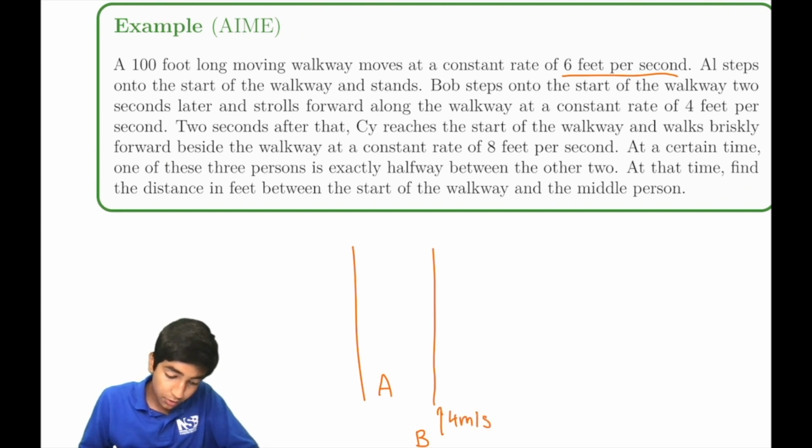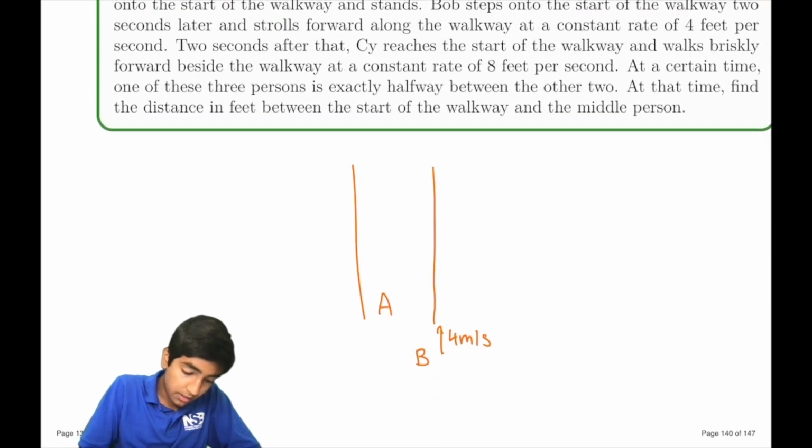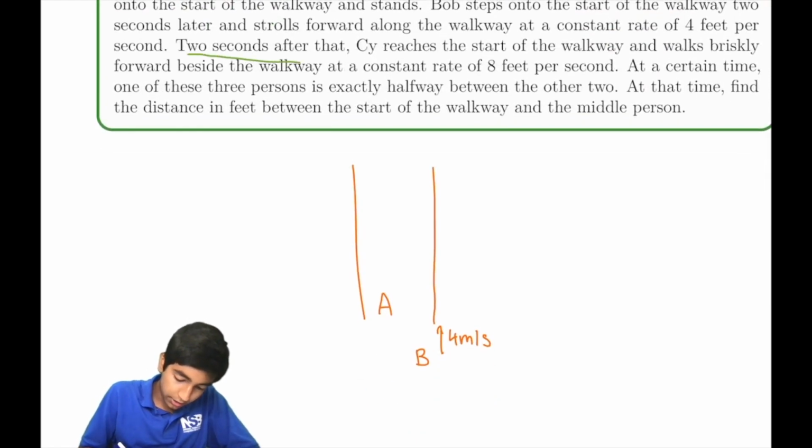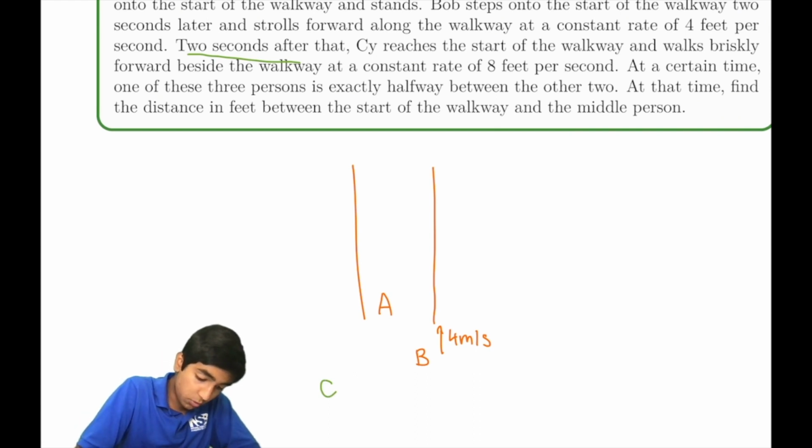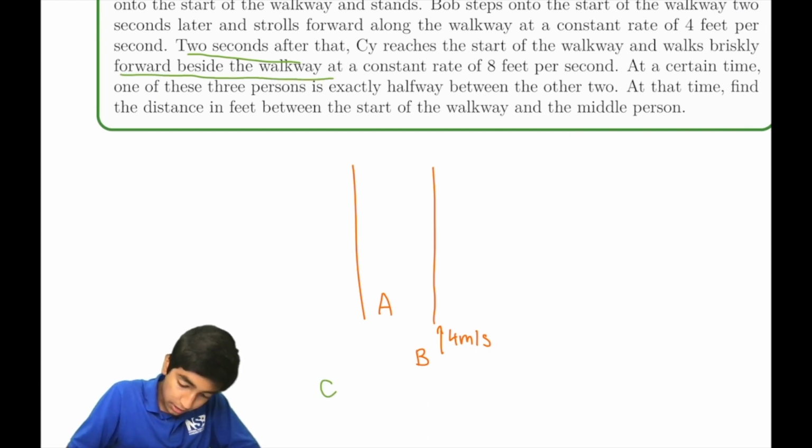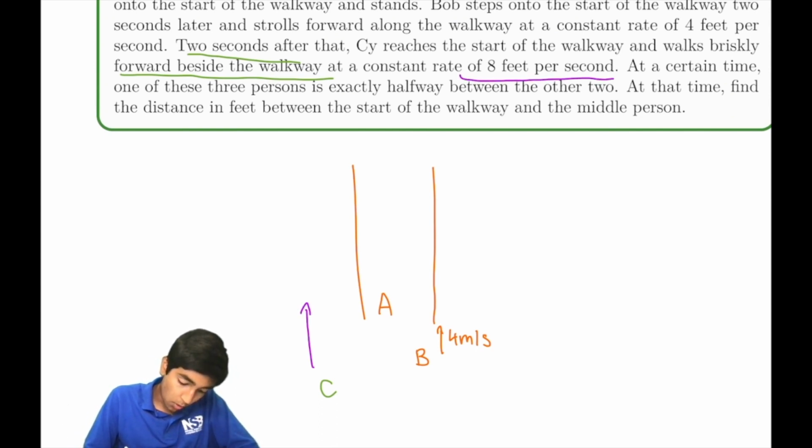Cy reaches the start of the walkway 2 more seconds later, so Cy is the most behind. So Cy is starting way back here. And Cy does not even walk on the walkway, just walks beside the walkway at a constant rate of 8 meters per second, but not on the walkway. I put feet per second, I meant to say meters per second. Let's just put 4 and 8 for now.